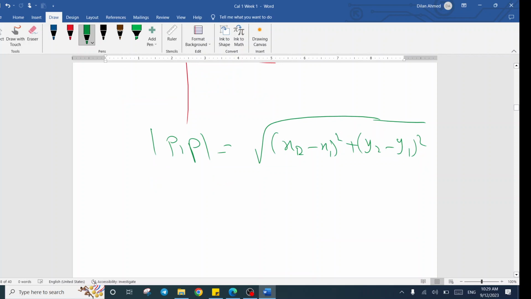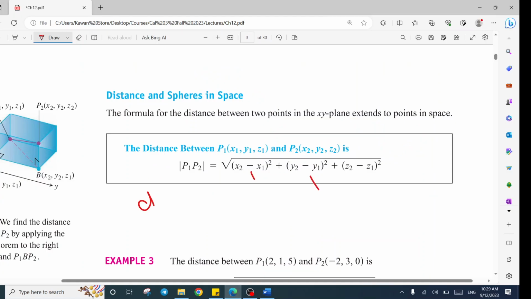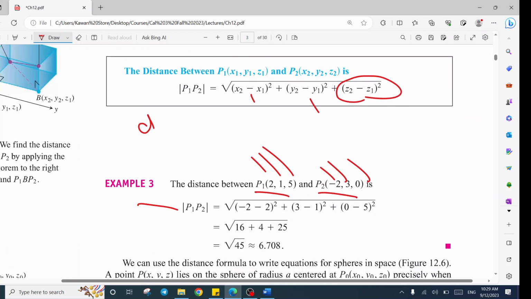Now for three dimensions, it's the same. The only change is that we add the third dimension. Clear, dears? Everything is good? Any question? No. So if I give you two points, can you find the distance between them? We have x1, y1, z1, and the same for the second point, and I'm going to use this rule, and I will get 45. Clear?